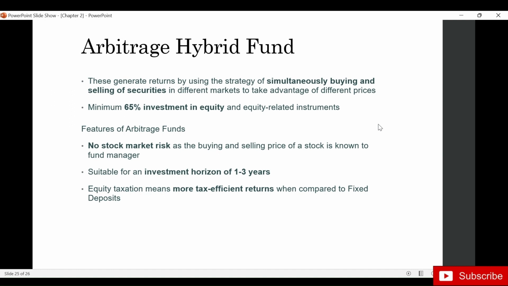So these arbitrage hybrid funds are suitable for investors who have an investment tenure of 1 to 3 years. Also, arbitrage hybrid funds have equity taxation, which means that these funds are more tax efficient when compared with fixed deposits.